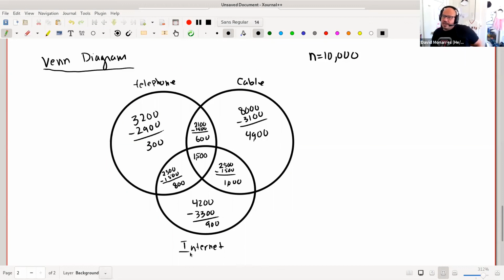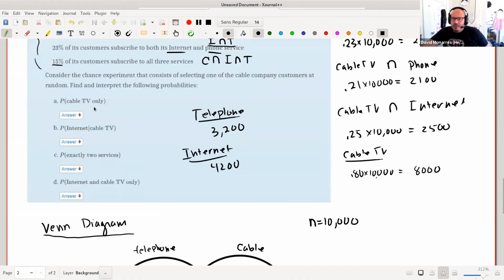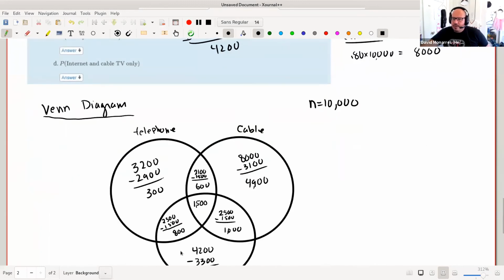So we have run out of time, but what we're going to do once we have this is basically answer these questions. These questions are all about basically reading numbers off of this Venn diagram.